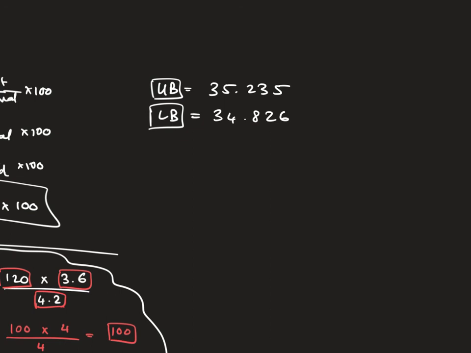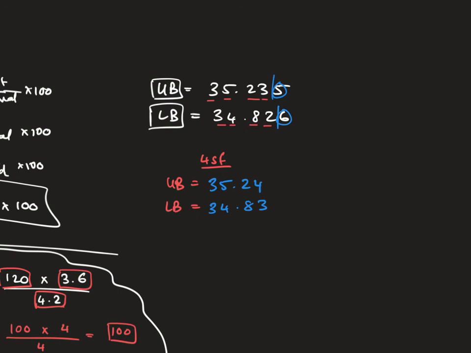So now, say for example, we round this to 4 significant figures. The upper bound would be, so 1, 2, 3, 4, and the 5 would then round the 3 up, so that would be 35.24. Now our lower bound in this case would be, so we have 1, 2, 3, 4, and the 6 would round the 2 up, so that would be 34.83. Now, the question we have to ask ourselves is, are those two the same value? And the answer is no, they're not the same value.